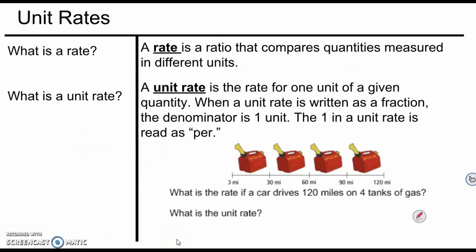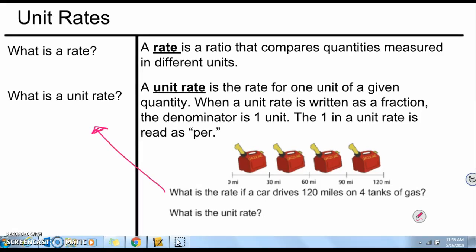A rate is a ratio that compares quantities measured in different units. A unit rate is the rate for 1 unit of a given quantity. When a unit rate is written as a fraction, the denominator is 1 unit. The 1 in a unit rate is read as per. Looking at this example in your notes, what is the rate if a car drives 120 miles on 4 tanks of gas? What is the unit rate?